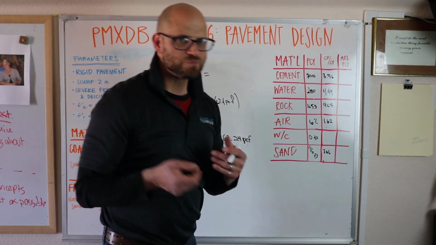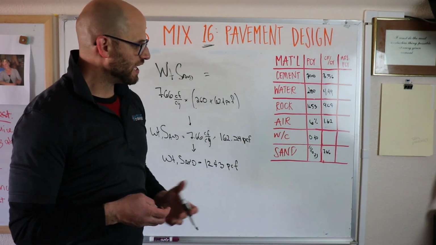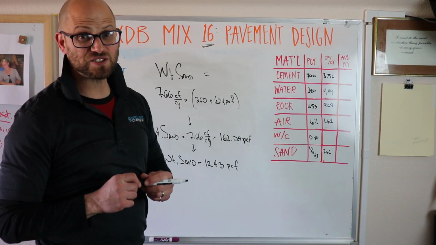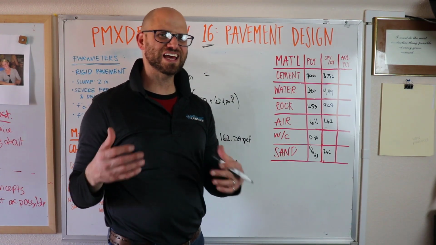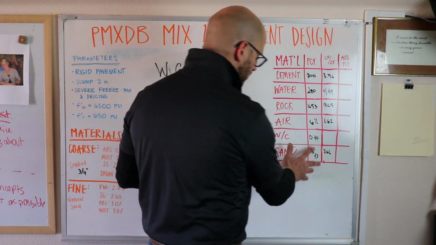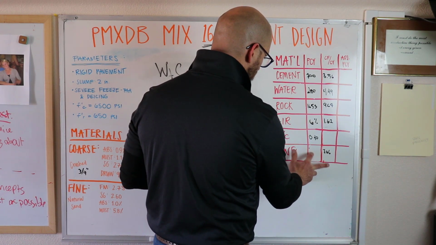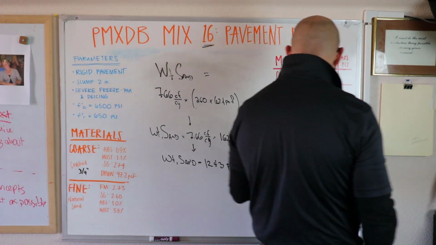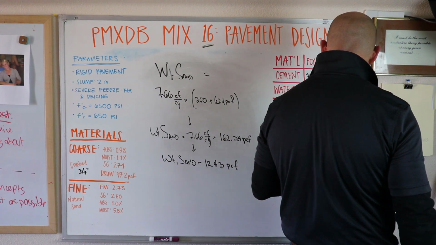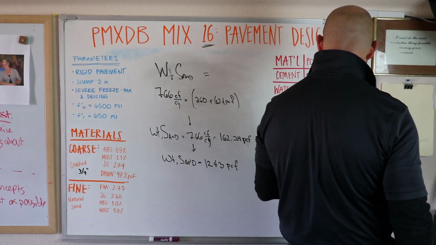And we had 1,207 with our first estimate of fresh weight of concrete. And again, it's not my favorite method, so we're going to go back to our tried and true method using that absolute volume method. And that's 1,243.